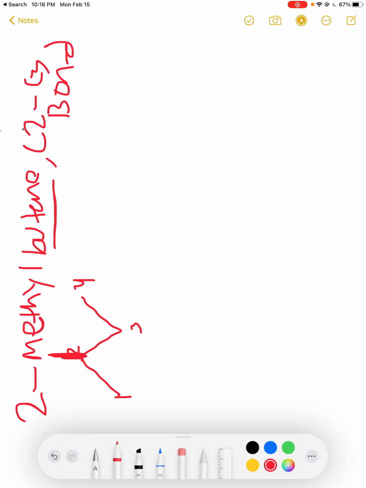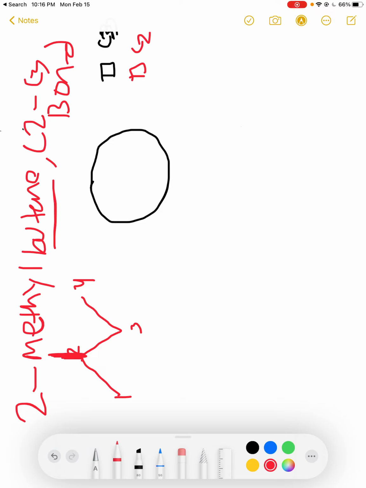So now we're going to draw a Newman projection, because remember, we're looking for the C2 and C3 bond. So first, you want to draw the Newman projection. I'm going to draw it in a different color. So black is going to be my C3 bond, and I'll do red as my C2 bond.